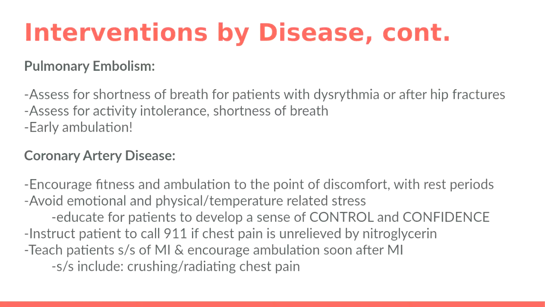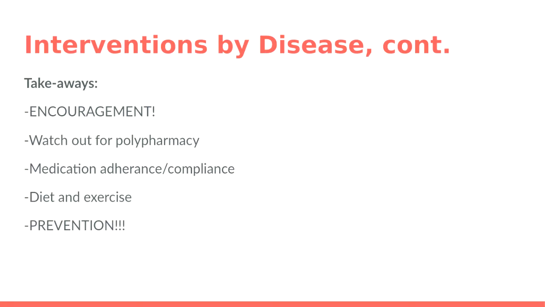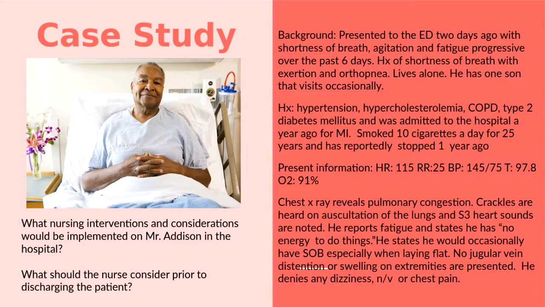patient ambulate, or even in coronary artery disease, like I was mentioning with MI rehab earlier, you want to educate patients and help them develop a sense of control. For hyperlipidemia, again, it's a DASH diet, and for arrhythmia, it's preventing an MI through DASH diets and also kind of knowing the symptoms. So you're going to want to encourage your patients a lot. And I think next we're looking at a case study.